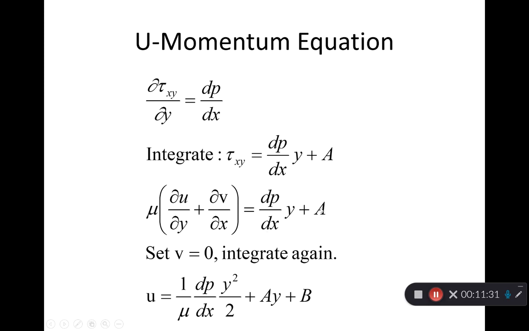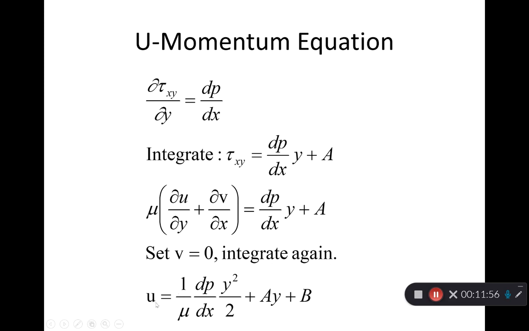Call a over mu a new constant a. Integrate again. You'll get u equal to, this y will become y squared over 2, and a will become ay. Then you'll pick up another constant. So you pick up 2 constants, so you need 2 boundary conditions. You need one at the bottom wall, one at the top wall.